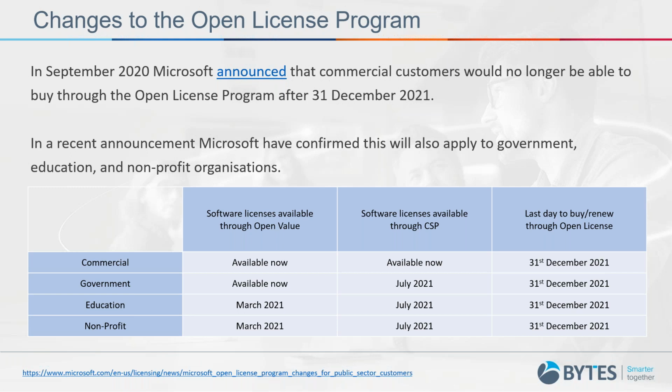The difference between Open Value and Open License is Open License was a 2-year program, whereas Open Value offers annualized payments over a 3-year term.